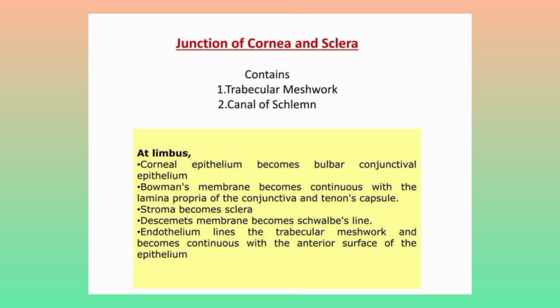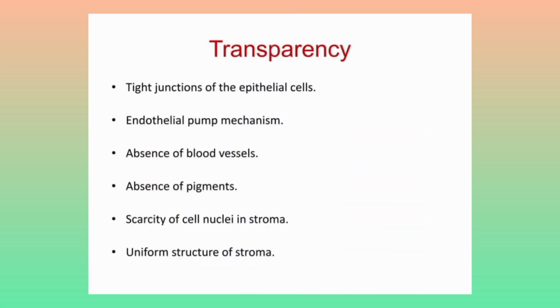Junction of cornea and sclera contains trabecular meshwork and canal of Schlemm. At limbus, corneal epithelium becomes bulbar conjunctival epithelium. Bowman's membrane becomes continuous with the lamina propria of the conjunctiva and Tenon's capsule. Stroma becomes sclera. Descemet's membrane becomes Schwalbe's line. Endothelium lines the trabecular meshwork and becomes continuous with the anterior surface of the iris.